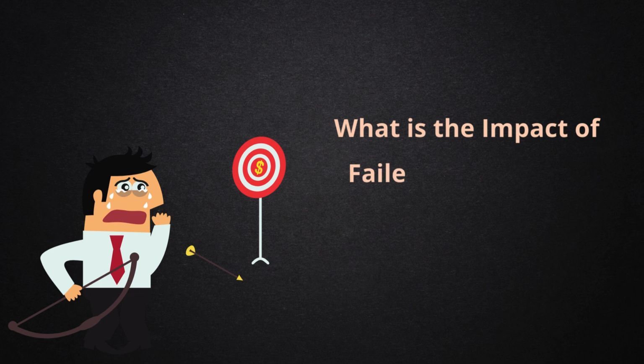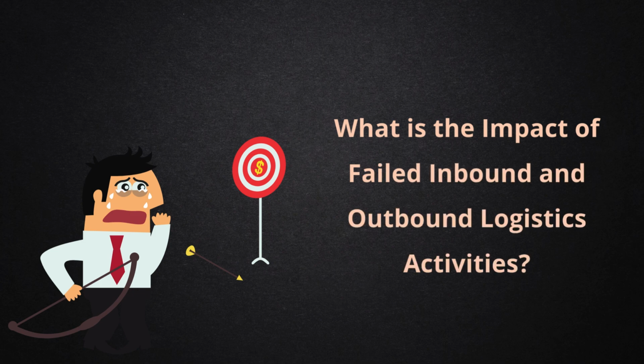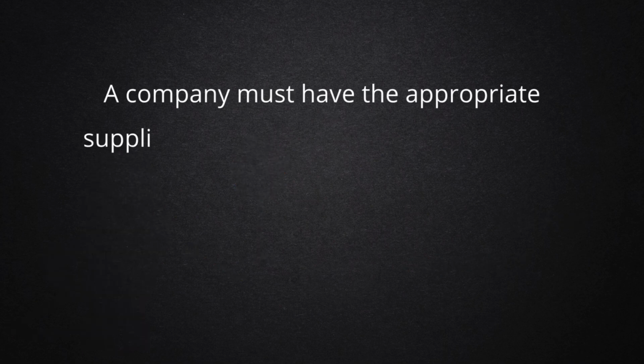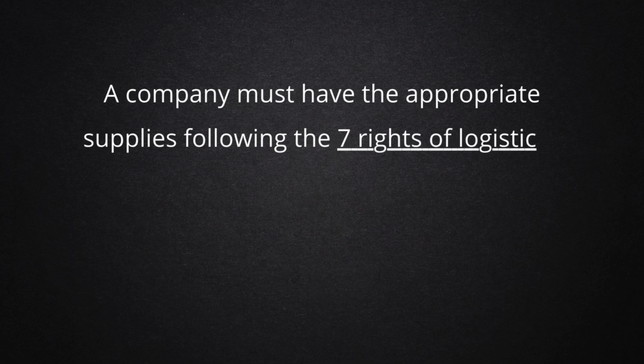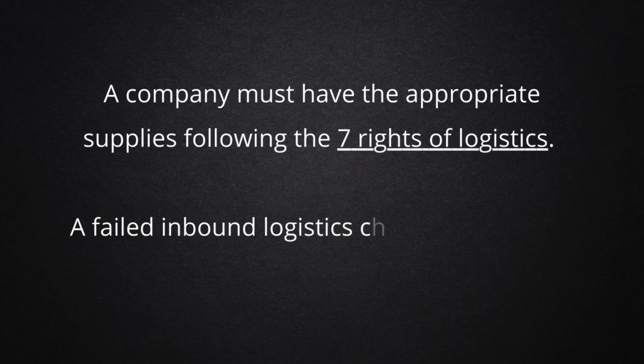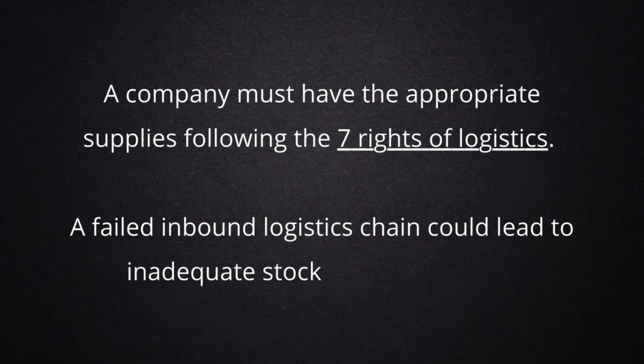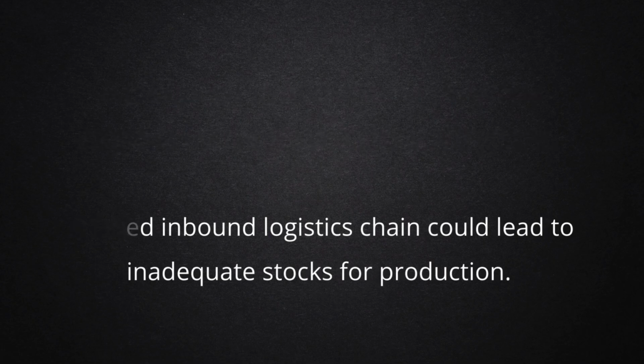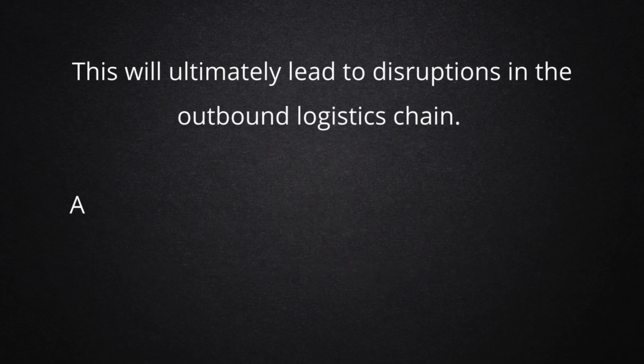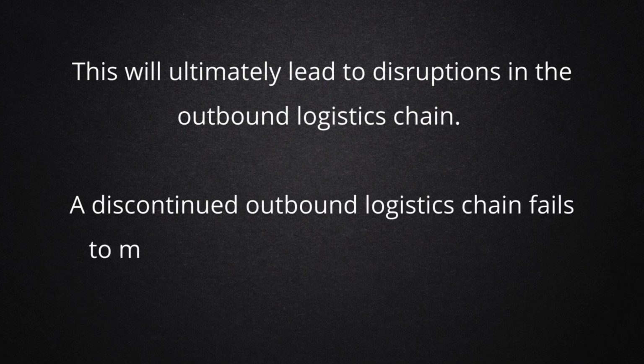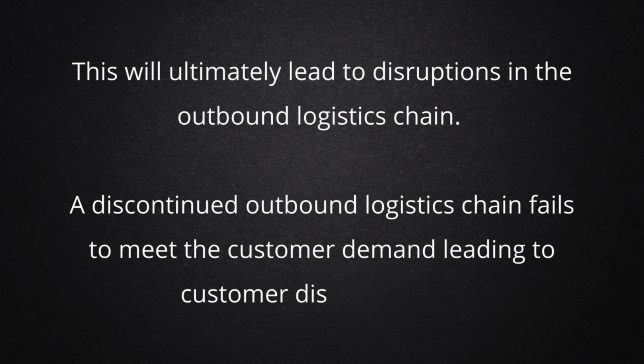What is the impact of failed inbound and outbound logistics activities? A company must have the appropriate supplies following the 7 rights of logistics. A failed inbound logistics chain could lead to inadequate stocks for production. This will ultimately lead to disruptions in the outbound logistics chain. A discontinued outbound logistics chain fails to meet the customer demand, leading to customer dissatisfaction.